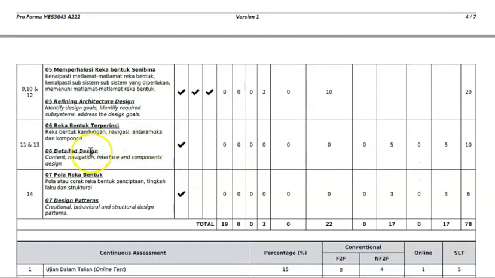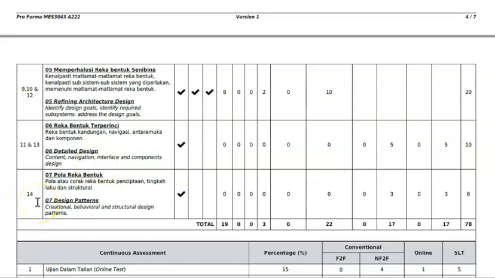And then we have week 11 and week 13. It's about detail design, and for this one, like I said, online it's going to be something that's very easy for you to understand on your own. So reka bentuk terperinci or detail design is something related to UI and everything, so you have done part of it inside your SRS. So this is something I think you can learn online. That's why you have 2 weeks there. 5 hours for online, 5 hours self-learning.